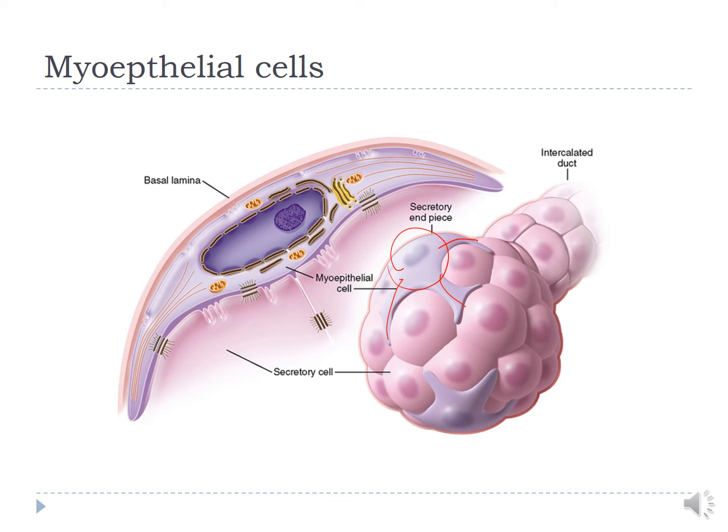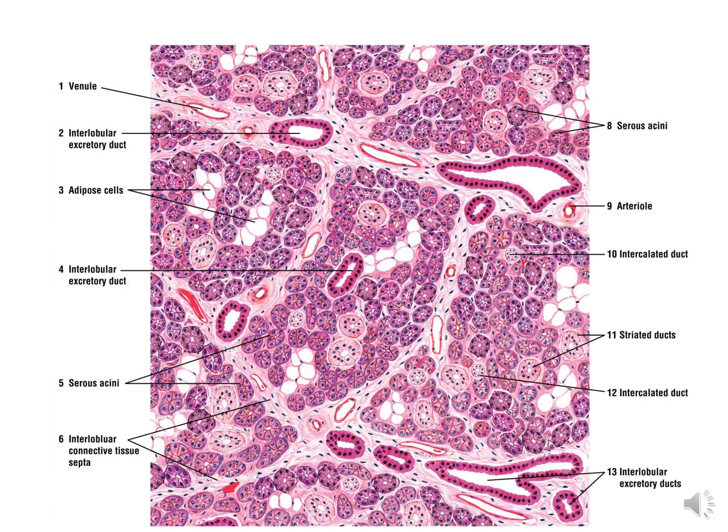The myoepithelial cells are contractile cells, and their contractions push the secretory product of acinar cells towards the excretory ducts. So they push the secretion towards the excretory duct, and these cells stain poorly and cannot be easily identified in the H&E section.